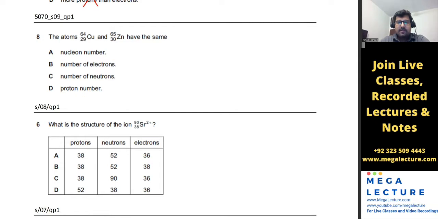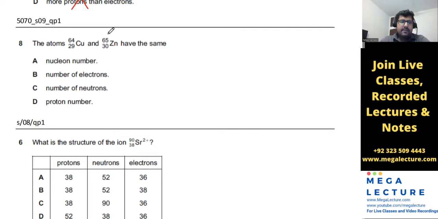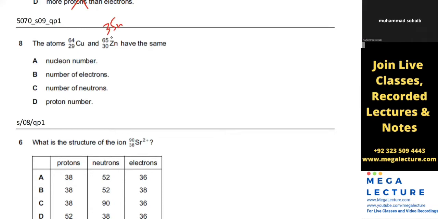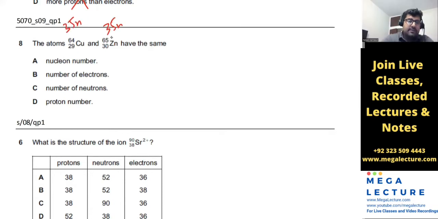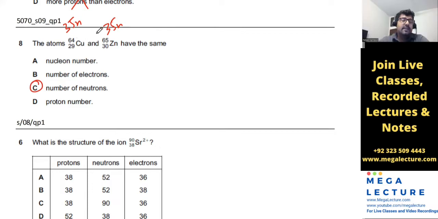What's the same? The number of neutrons. 65 minus 30, that's 35 neutrons. And 64 minus 29, that's also 35 neutrons. So the number of neutrons is the same. What is the nucleon number, by the way? The proton plus the neutron, that's 64 and 65. That's the nucleon number.